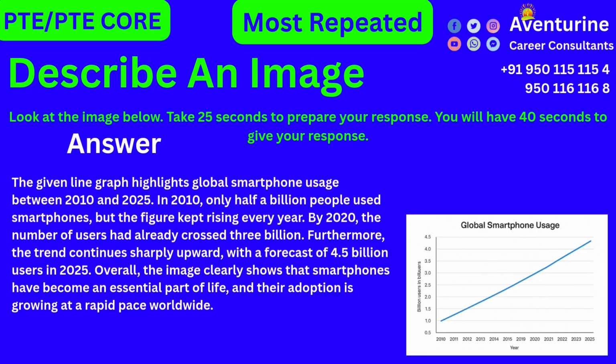The given line graph highlights global smartphone usage between 2010 and 2025. In 2010, only 500 million people used smartphones, but the figure kept rising every year. By 2020, the number of users had already crossed 3 billion. Furthermore, the trend continues sharply upward, with a forecast of 4.5 billion users in 2025. Overall, the image clearly shows that smartphones have become an essential part of life, and their adoption is growing at a rapid pace worldwide.